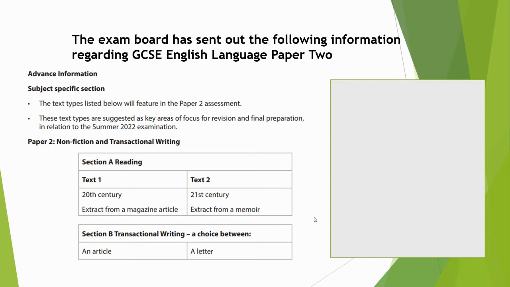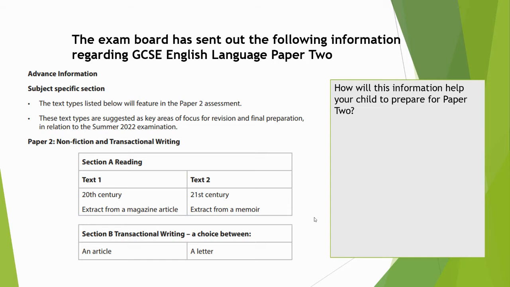In section B, and like I said, section B is worth 50% of the marks, they will have a choice between writing an article or a letter. So it's quite important, actually, that all the students understand some of the conventions of writing an article and a letter. And at least we know now what we need to focus on.